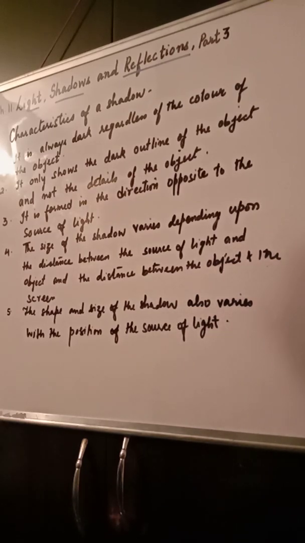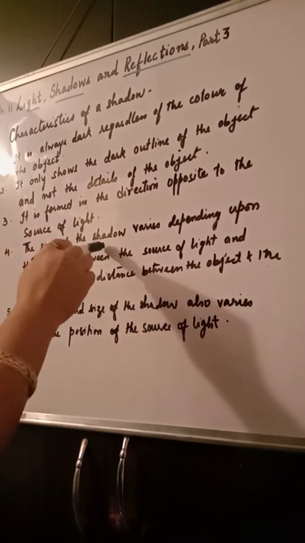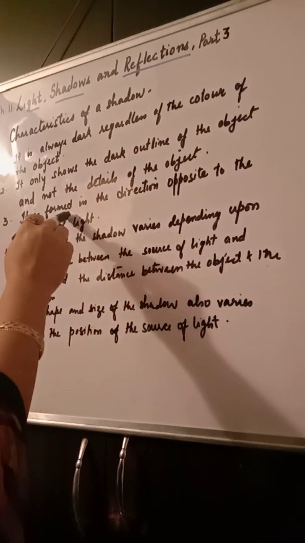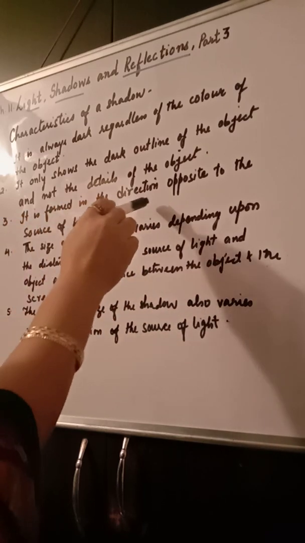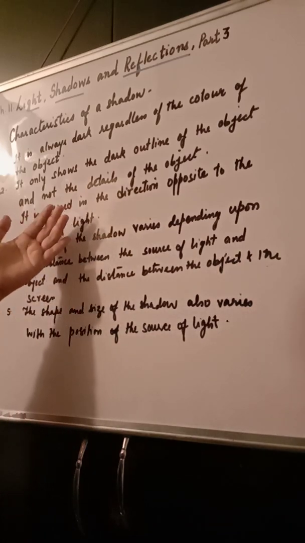You can get confused also, because you may have seen shows also जिसमें आपने shadows के through देखा होगा, बहुत अच्छे से shows दिखाए जाते हैं with the help of fingers, hands, है ना? तो वैसे वाले shows भी आपने देखे होंगे. The size of the shadow varies. One more point, it is formed in the direction opposite to the source of light.